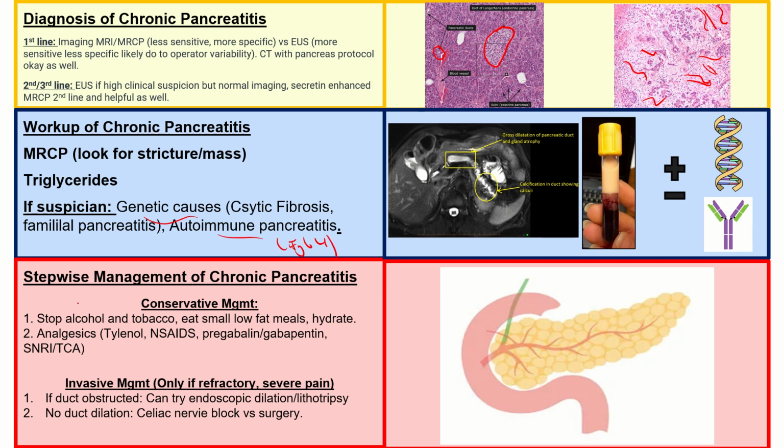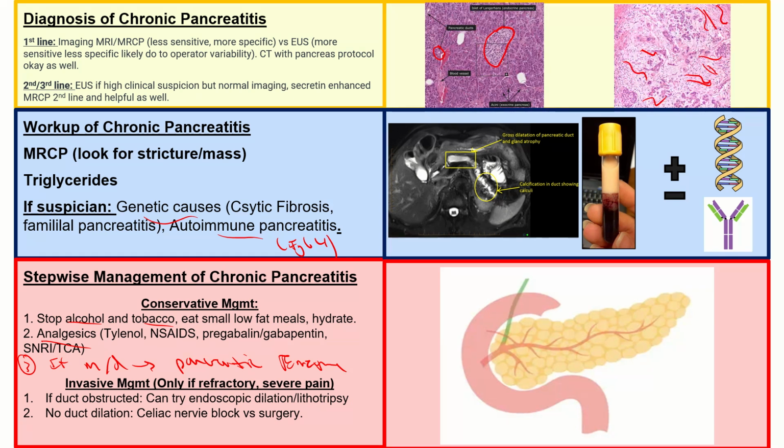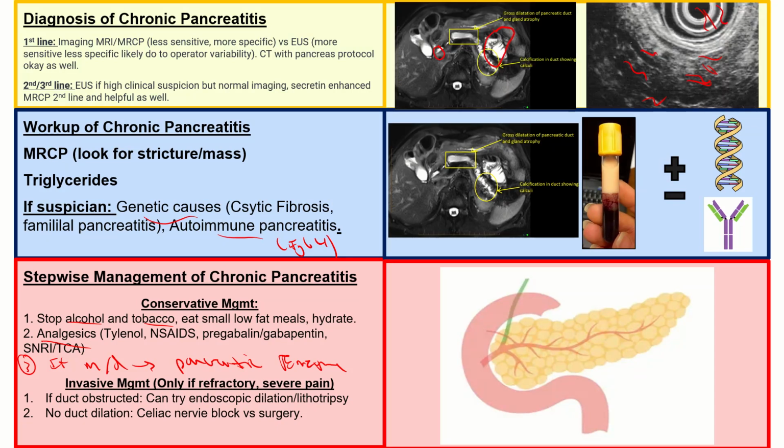And remember the stepwise management: stop alcohol, stop tobacco, small meals, hydrate, analgesics. And third, if malabsorptive diarrhea, you want to do pancreatic enzymes. For invasive management, really only for refractory severe pain. If the duct's obstructed, you do dilation or lithotripsy. If no duct dilation, you might do a celiac nerve block or surgery. Remember, that's invasive, difficult. You really want to try all the other things first.